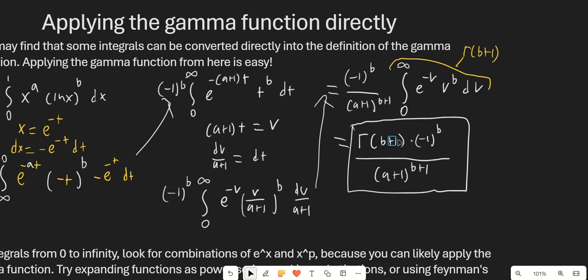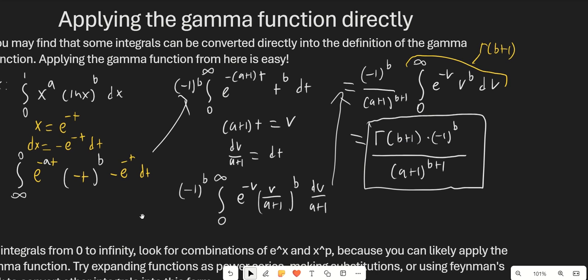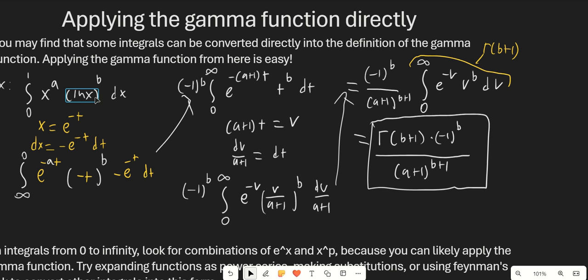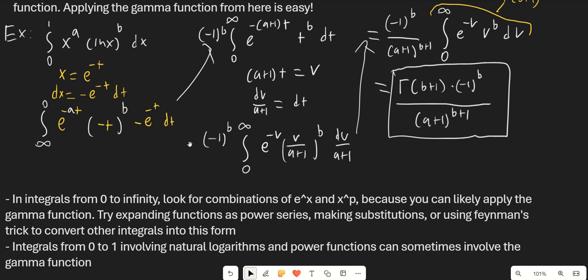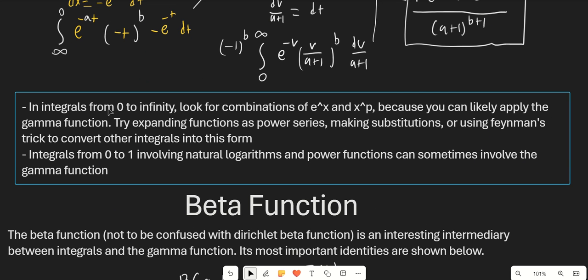So a lot of integrals like this, especially if we're looking at something from 0 to 1 and we have natural log of x, it might be worth it to try and convert it into an integral from 0 to infinity using this substitution right here, because we might get some form of the gamma function. So in integrals from 0 to infinity, look for combinations of e to the x and x to the p, because you can likely apply the gamma function.